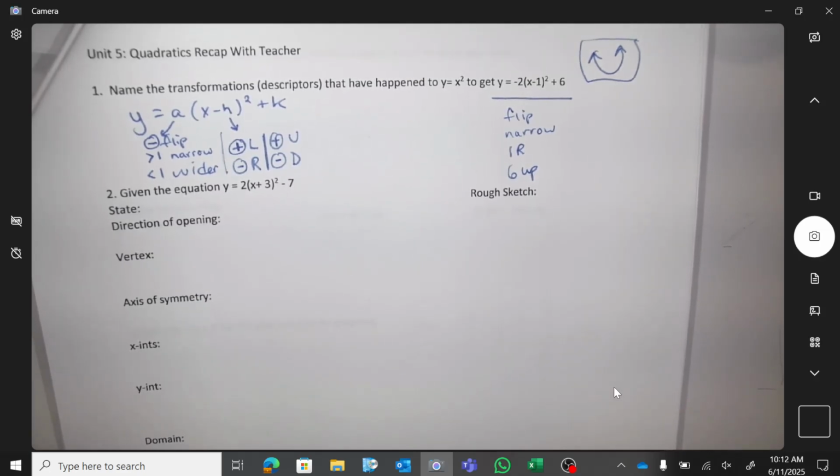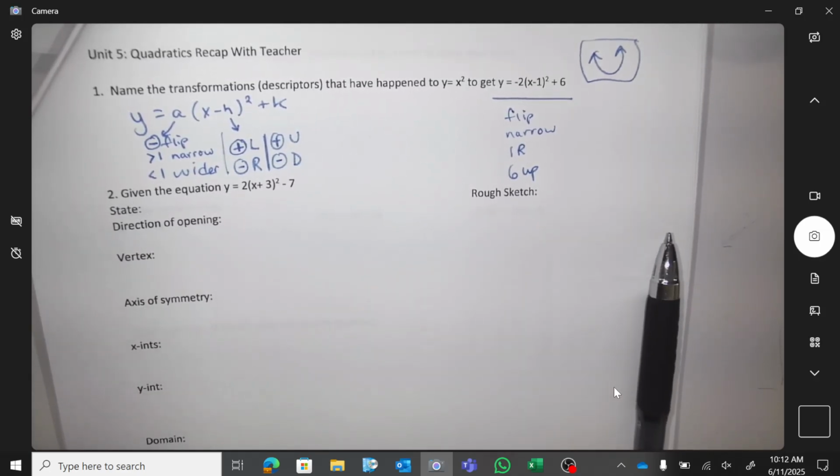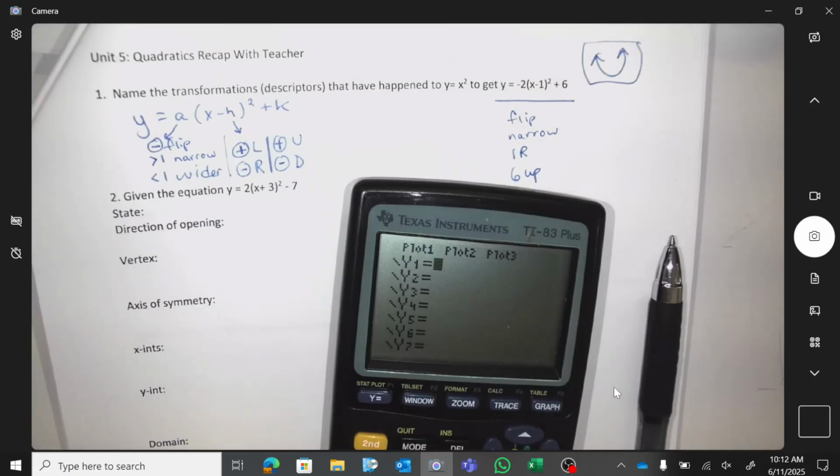Okay, so number 2, guess what? You get your calculator to do most of the work for you. So jump into your calculator here.